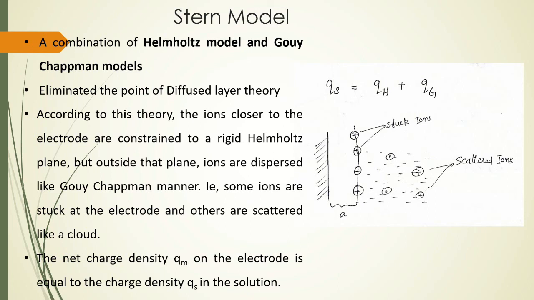So both of them couldn't give the proper explanation of the double layer, and it was another scientist, Stern, who gave a proper explanation of the double layer by combining the previous two theories, the Helmholtz model and the Gouy-Chapman model. And he tried to eliminate the point charge limitation of the diffuse layer theory. So according to the Stern model, part of the ions in the solution will stick on the electrode, forming a Helmholtz double layer, and the rest of the ions will diffuse into the solution, forming a diffuse double layer.